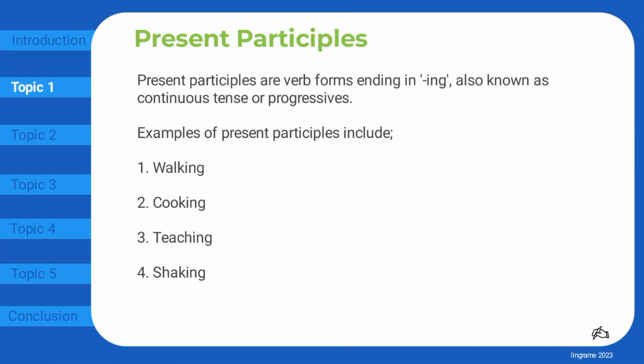Present participles. Present participles are verb forms ending in -ing, also known as continuous tense or progressives. Examples of present participles include walking, cooking, teaching, shaking.